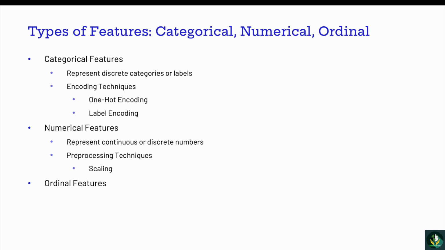And finally, we have the ordinal features, which represent categorical data with a meaningful order. An example can be education level, which can be high school, bachelor, master's, PhD. So it's in a particular order. And the encoding technique here is ordinal encoding.